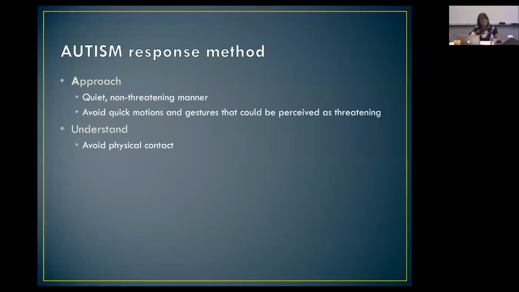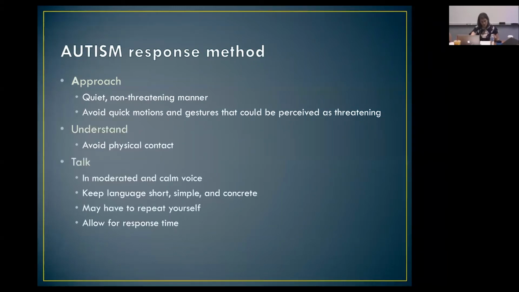Understand that they very much want to avoid physical contact. I'm sure this is one that you all don't do very often, but I'm not touching the person on the head or the shoulders. That would be really important for them. It's frowned upon. And then talking, you want to keep a moderated, calm voice, keep your language very short, simple, and concrete. Know that you might have to repeat yourself and allow some response time.